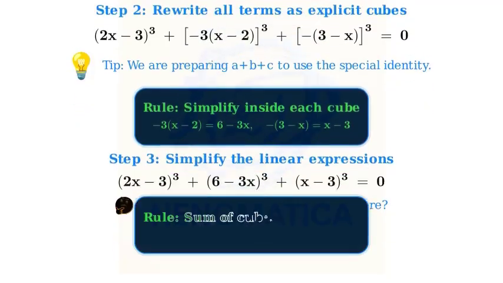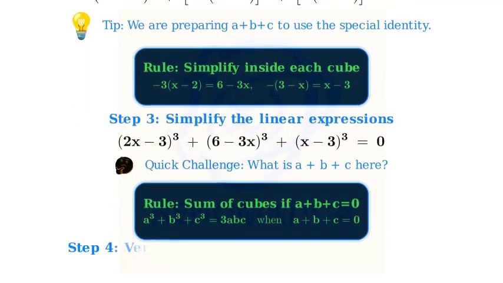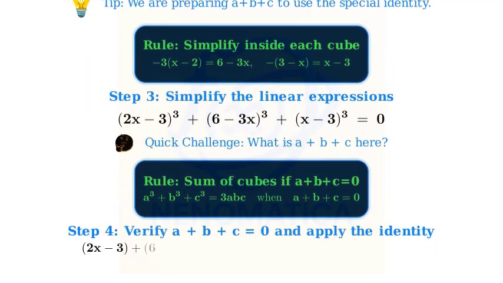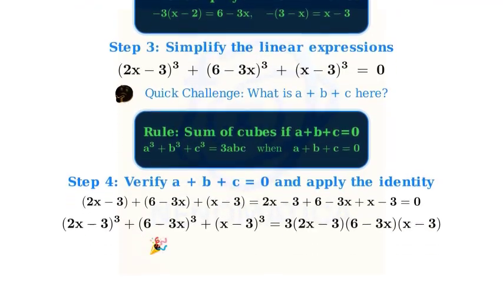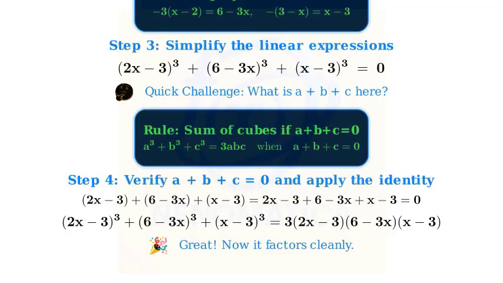Step 4. Check that a plus b plus c equals 0, where a is 2x minus 3, b is 6 minus 3x, and c is x minus 3. The sum is 0, so we can use the identity. A cubed plus b cubed plus c cubed equals 3abc.